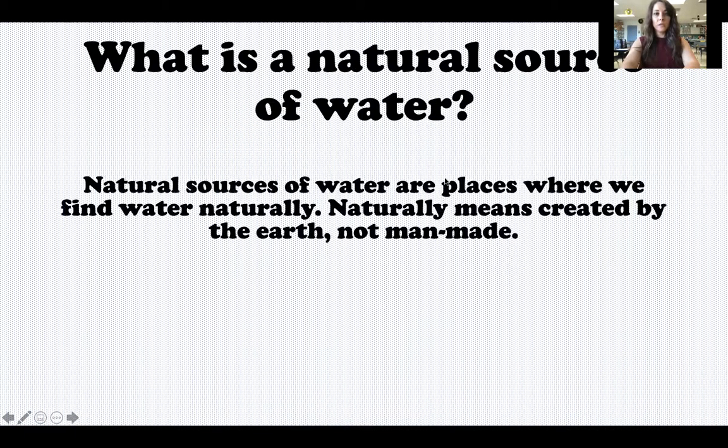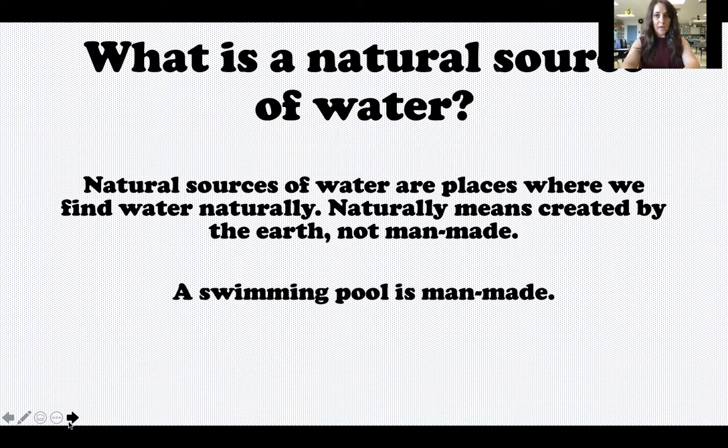A natural source of water is a place where we find water naturally. Naturally means created by the earth, not man made. So, a swimming pool is man made. A swimming pool would not be considered a natural source of water.